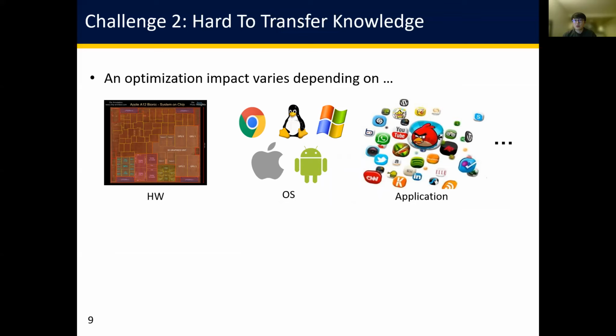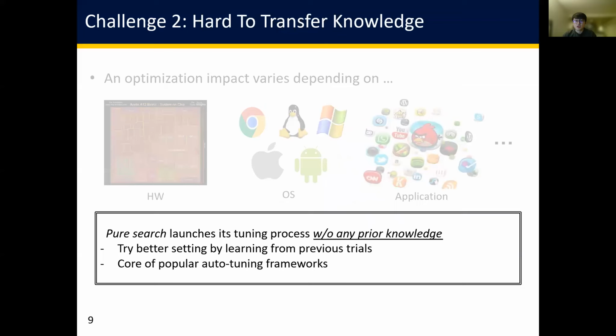Also, as optimization impact varies depending on any change related to the execution, such as underlying hardware or software toolchain, current tuning approaches often start their tuning process without any prior knowledge. This is called a pure search, and it is widely adopted as the core of various tuning methods out there. However, it is challenging to effectively navigate the vast optimization space without any prior knowledge.